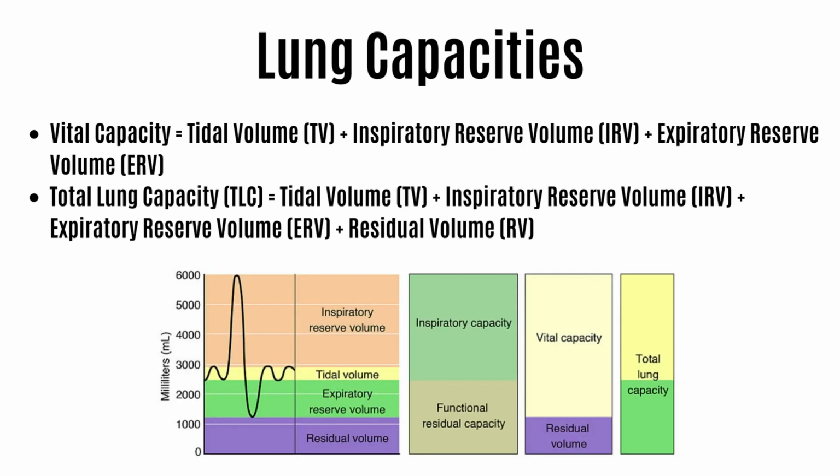If we add the tidal volume, inspiratory reserve volume and the expiratory reserve volume, that gives us vital capacity or VC. Similar to VC, if we were to add all four lung volumes that are tidal volume, inspiratory reserve volume, expiratory reserve volume and the residual volume, that gives total lung capacity or TLC.